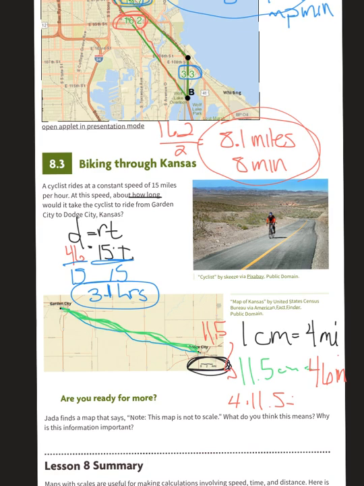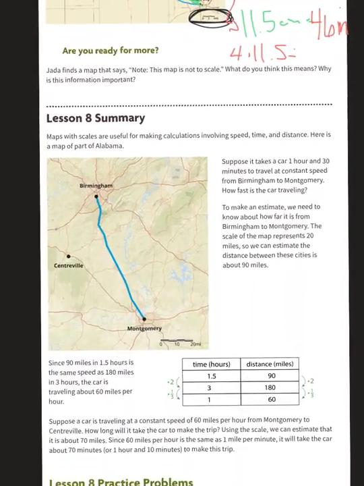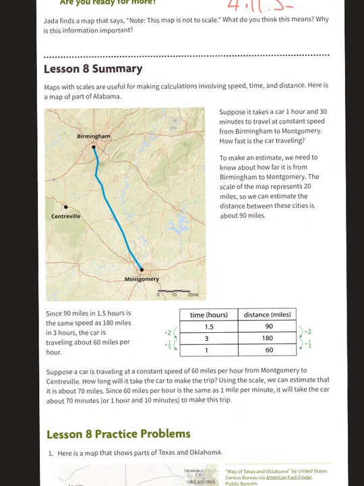We have the lesson 8 summary at the bottom of page 71, and then it starts on 72. So it says maps with scales are useful for making calculations involving speed, time, distance. Here's a map of part of Alabama. The map is on page 72. Suppose it takes a car 1 hour and 30 minutes to travel at a constant speed from Birmingham to Montgomery. How fast is the car traveling? To make an estimate, we know about how far it is from Birmingham to Montgomery. Using the scale, right here, this is the scale. We'll talk more about this tomorrow.